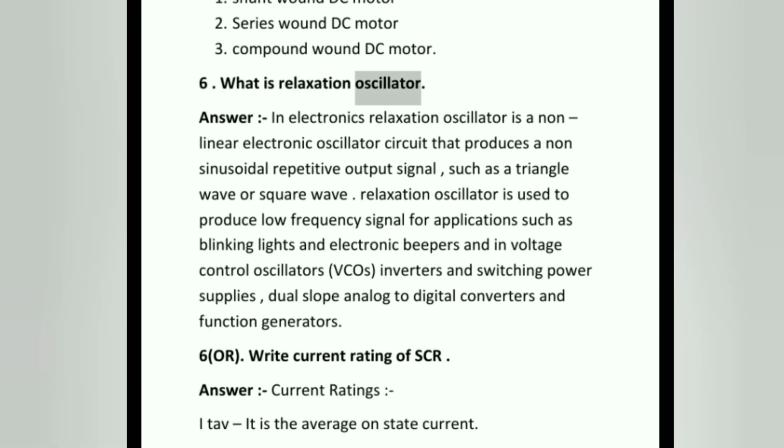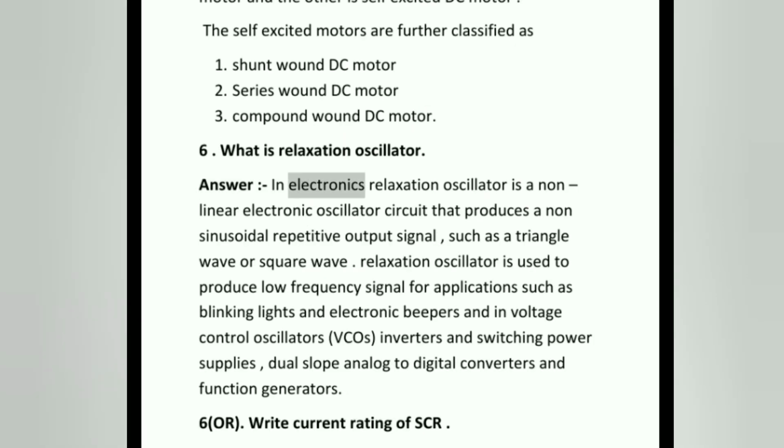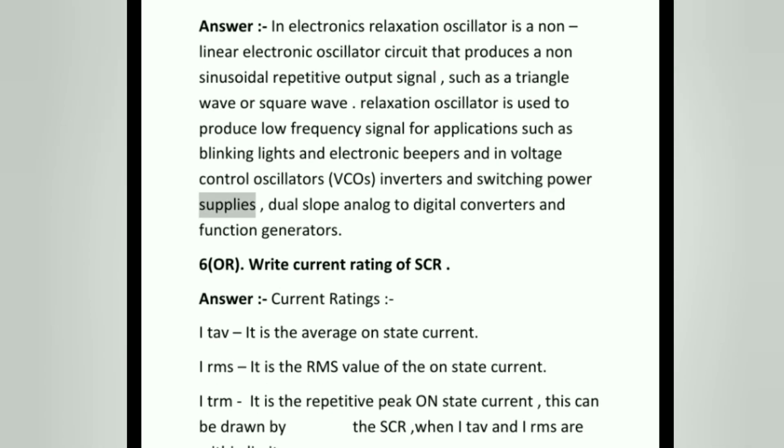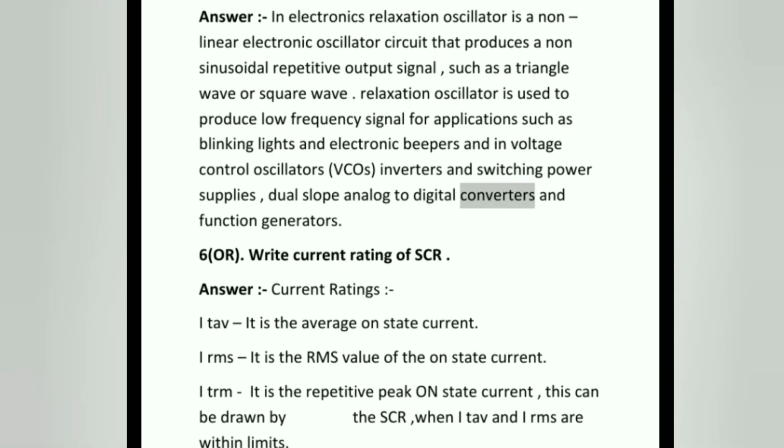What is relaxation oscillator? Answer: In electronics, a relaxation oscillator is a nonlinear electronic oscillator circuit that produces a non-sinusoidal repetitive output signal, such as a triangle wave or square wave. Relaxation oscillator is used to produce low-frequency signals for applications such as blinking lights and electronic beepers, and in voltage controlled oscillators, VCOs, inverters and switching power supplies, dual-slope analog to digital converters and function generators.